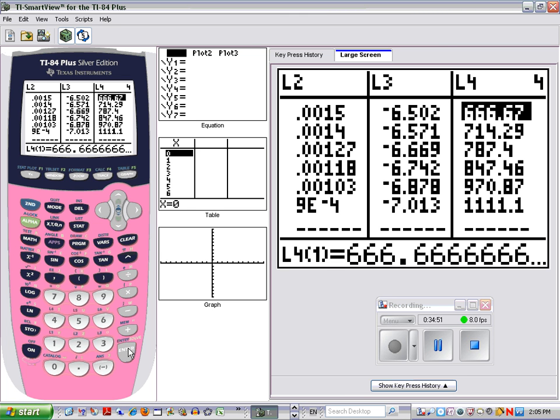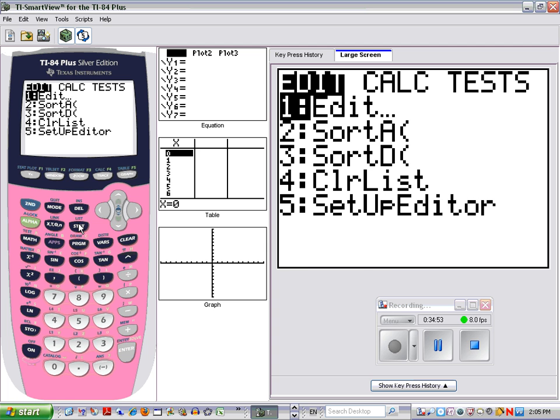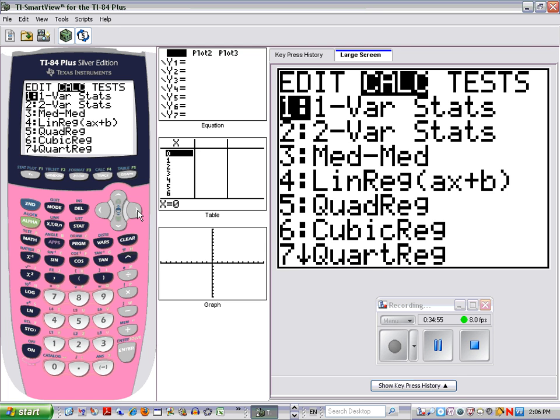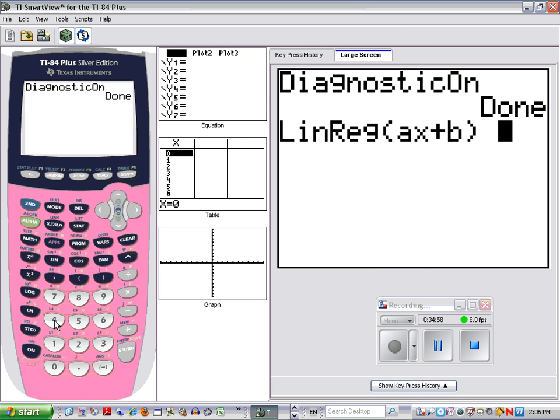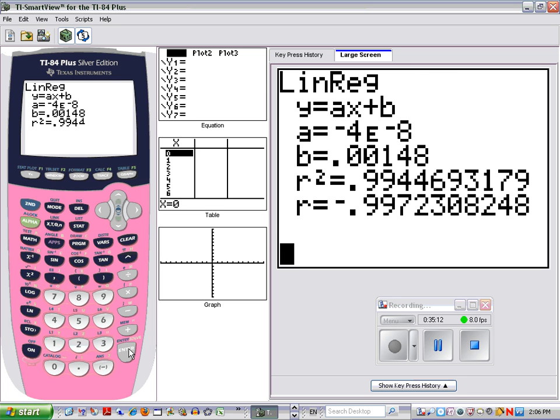So now, hit stat. We're going to do linear regression. Scroll over to calculate. Number 4 is linear regression. If you just hit enter here, it defaults to L1, L2. I'm just going to show you how to enter it though, because I want you to enter it every time. L1, comma is above the 7, L2, enter. There you go. That is what you need to write down. Instead of me hopping back and forth, I need you guys to jot this down really quick, and I'm going to pause it.